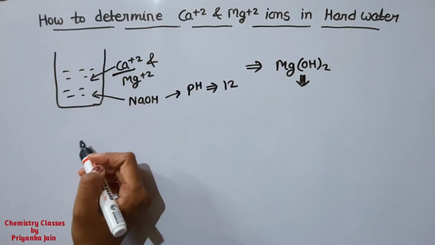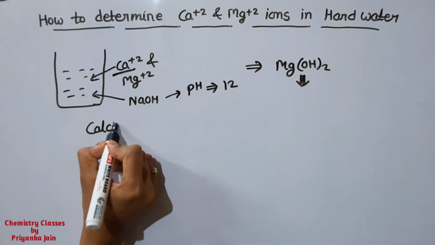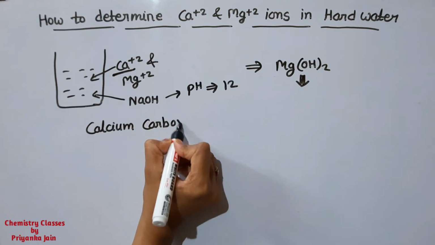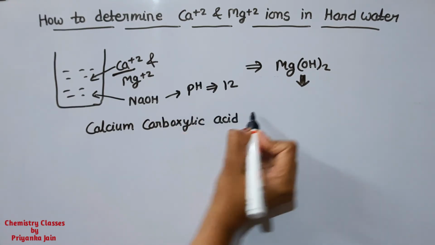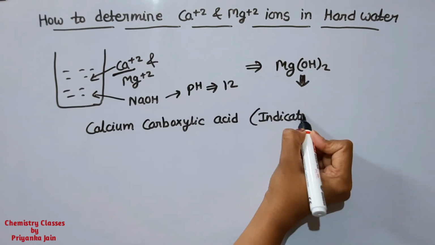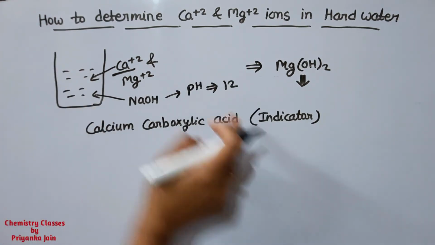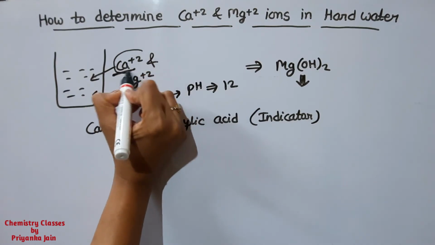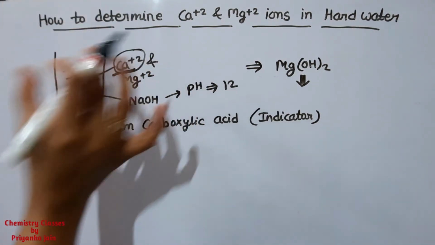For this we first use calcon carboxylic acid as the indicator, and then we add EDTA. We add this indicator and we add the EDTA, and so we can know the concentration of the Ca2+ ions. We can analyze these Ca2+ ions.